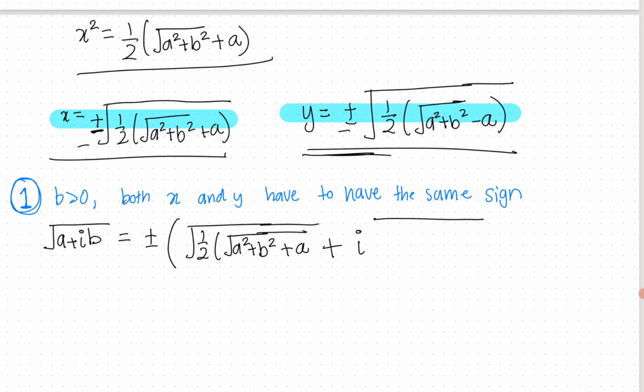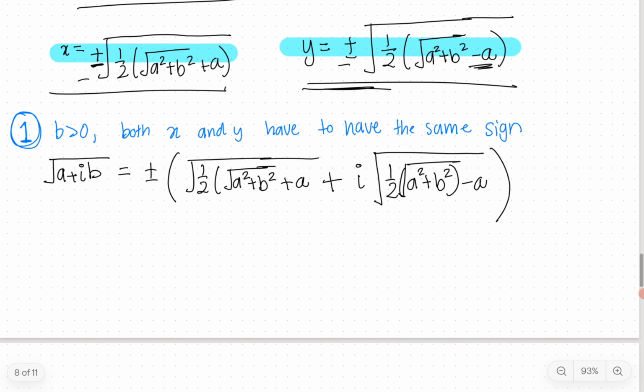Square root, oh my god, so many square roots. And I made a mistake over here. The square root does not go over the a, it's just a squared plus b squared. So back to this y, we have i times the square root of 1/2 times the square root of a squared plus b squared, plus a. Oh, minus a, because we have a minus a over here.